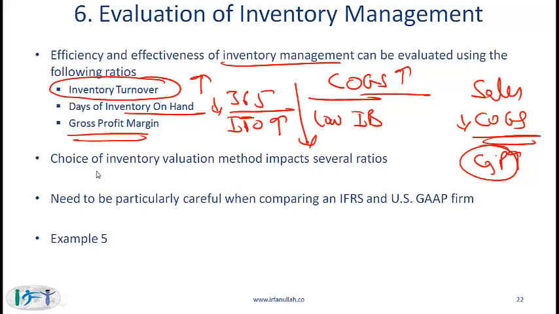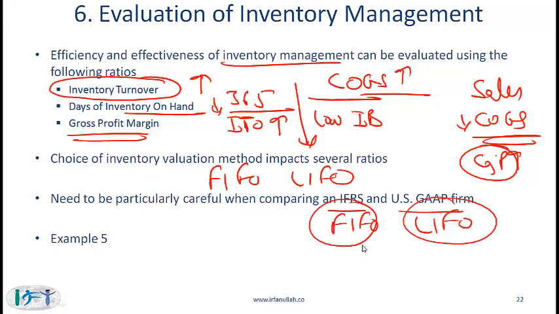You need to recognize that the choice of inventory valuation method impacts several ratios. Clearly, cost of goods sold and inventory balances are impacted depending on whether you are using FIFO or LIFO. So if you are comparing an IFRS company with a US GAAP company, chances are that a US GAAP company will be using LIFO, an IFRS company will most probably be using FIFO. You can't just look at inventory numbers and compare them. You need to make adjustments. And exactly how those adjustments are made will be discussed in detail at level 2. I would encourage you to go through example 5 in the curriculum. This is a long example, but it highlights the points we've talked about very well.